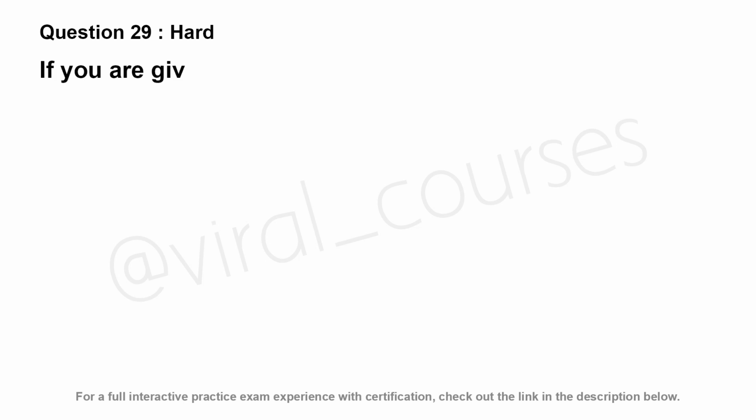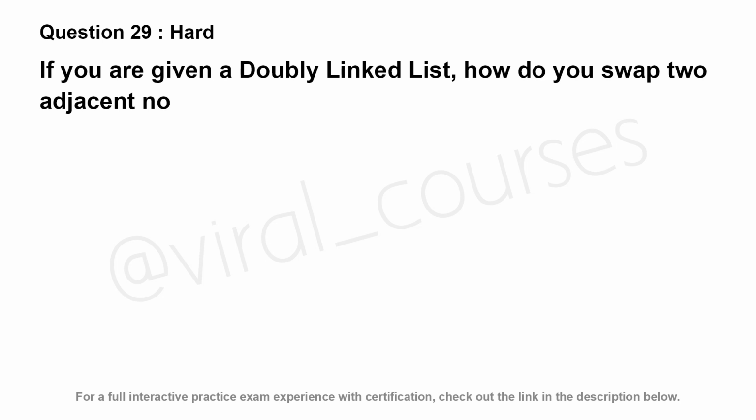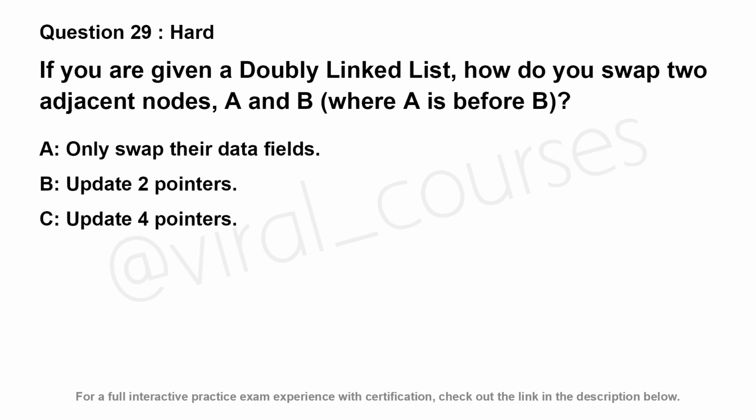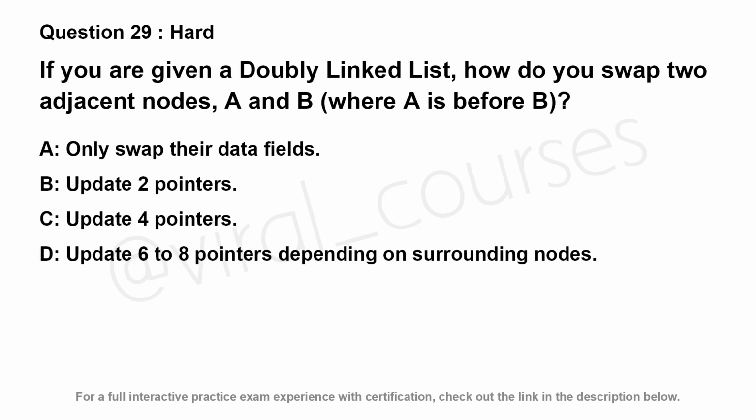If you are given a doubly linked list, how do you swap two adjacent nodes, A and B, where A is before B? Option A. Only swap their data fields. Option B. Update two pointers. Option C. Update 4 pointers. Option D. Update 6 to 8 pointers depending on surrounding nodes.